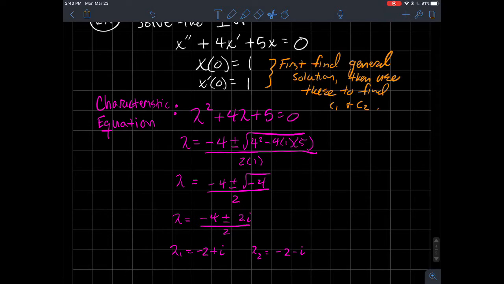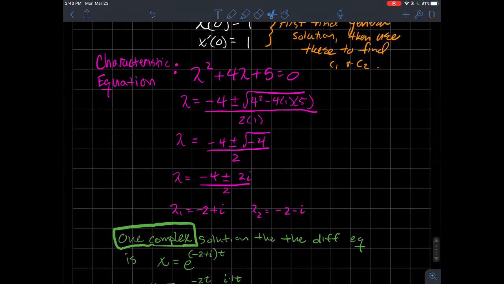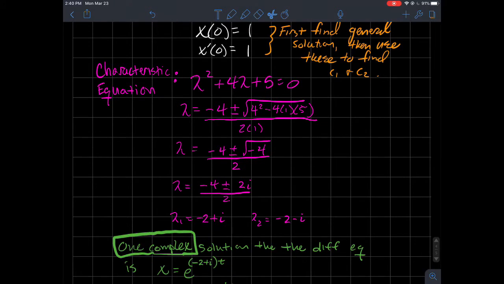Now all we need is one of these, so we're just going to play with minus 2 plus i, the first one. And this is similar to the kind of thing that we saw in the systems of equations with complex eigenvalues. So the next thing that you do after that is, one complex solution is, if I use the first one, x is equal to e to the (minus 2 plus i) times t.